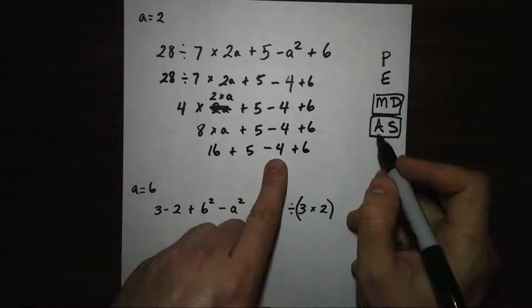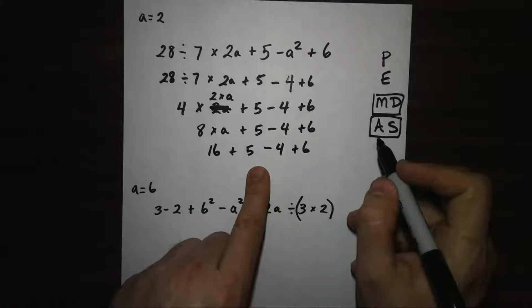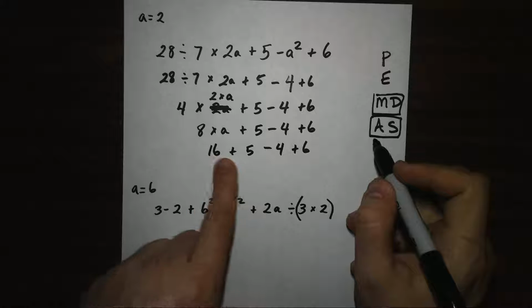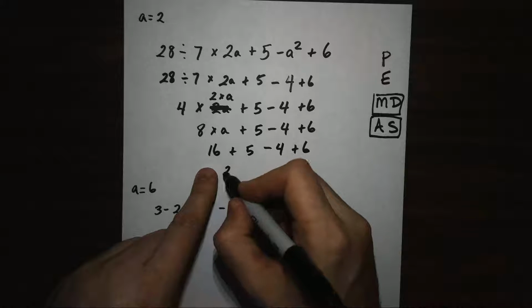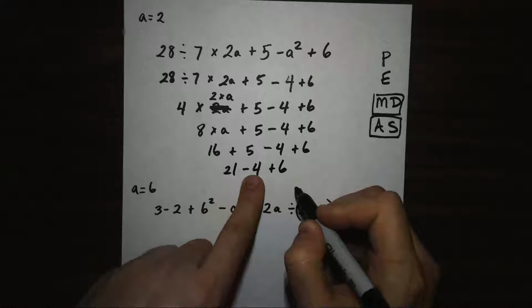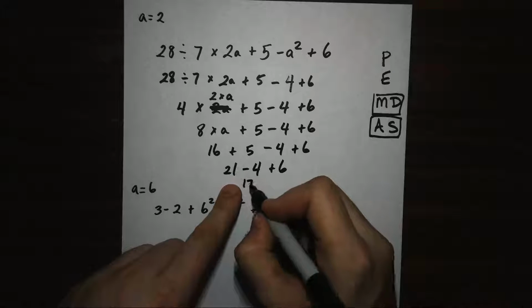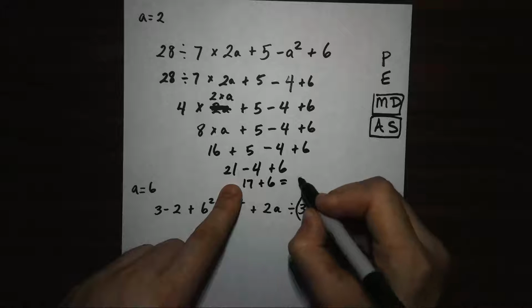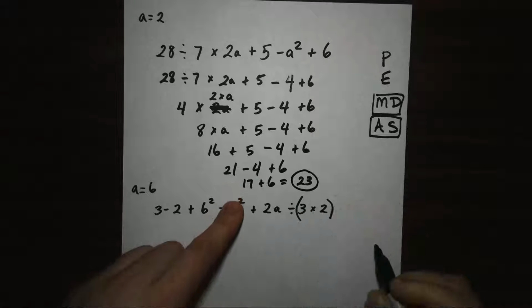I don't see any, so I'm ready to go to addition and subtraction. I see addition right here. 16 plus 5 is 21, and I'm looking from left to right. 21 minus 4 is 17, again from left to right. And finally my answer becomes 23.